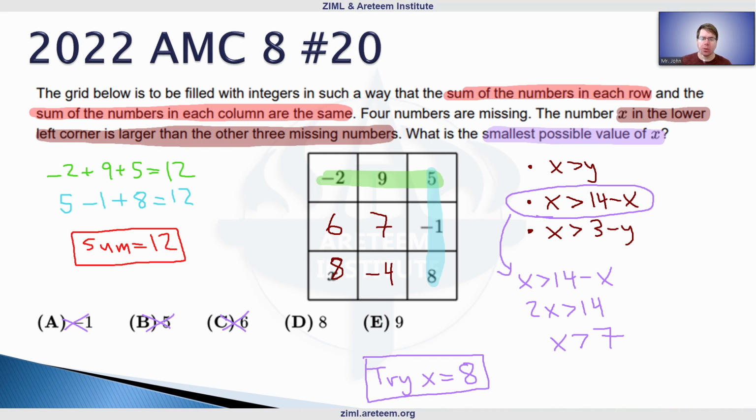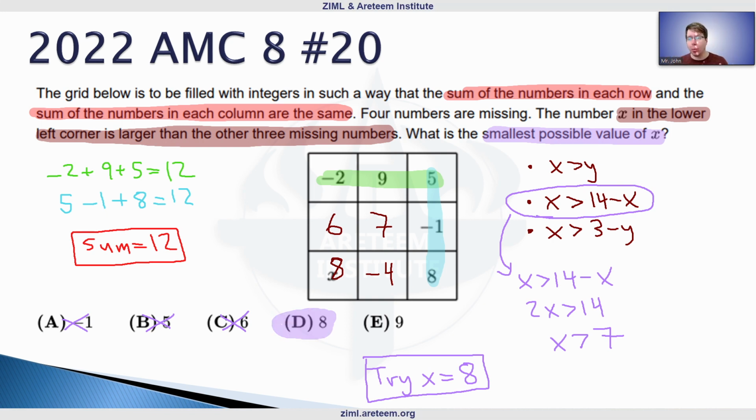In fact, the one we would need to be the most worried about is the 8 and the 7. So x is bigger than negative 4, x is bigger than 6, x is bigger than y minus 3, or 3 minus y, which is our 7 there. So final answer then is D.